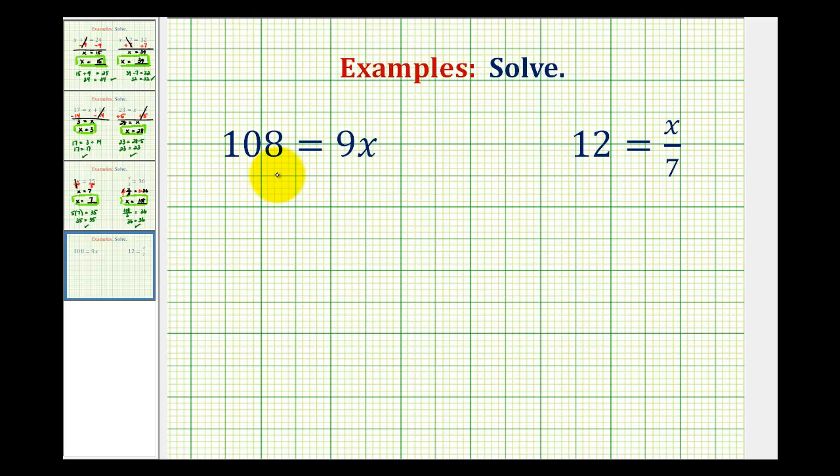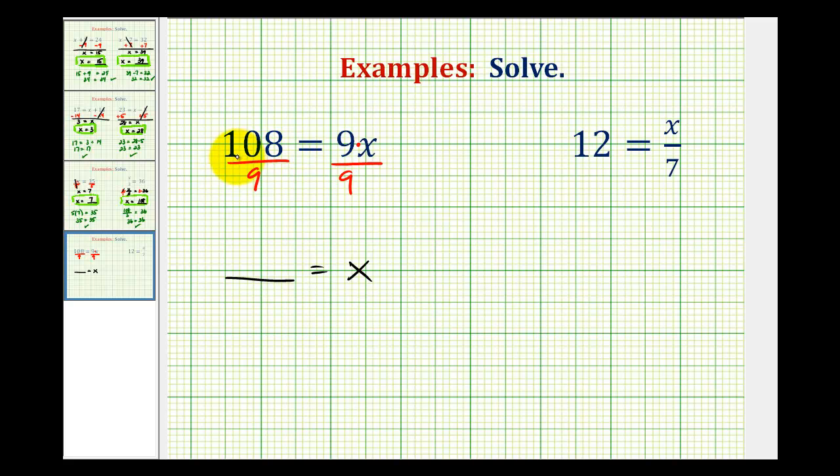So looking at our first example, we have 108 equals 9x. Remember, 9x means 9 times x. And since the variable is on the right side, we want to manipulate this equation so it's in the form of some number equals x. And since the 9 and the x are attached by multiplication, and since the opposite of multiplication is division, we're going to divide both sides of the equation by 9.